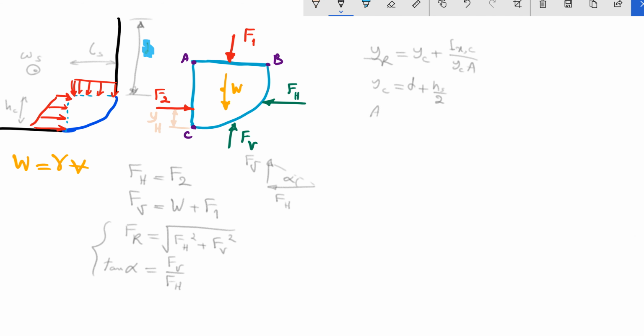Let's calculate the others. Area is going to be WS, the depth, times HS for the side. And IXC is going to be HS power 3 times WS divided by 12. And YH is going to be the total distance from this point, which is our kind of 0, which is going to be D plus HS minus YR, because YR was here. Okay, we found YH. Done.